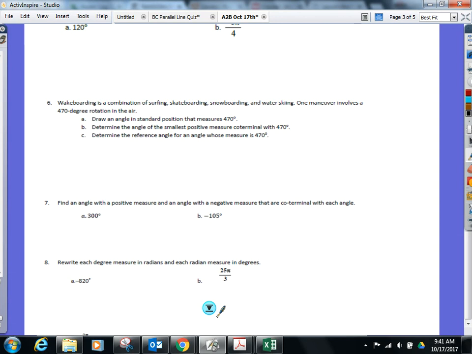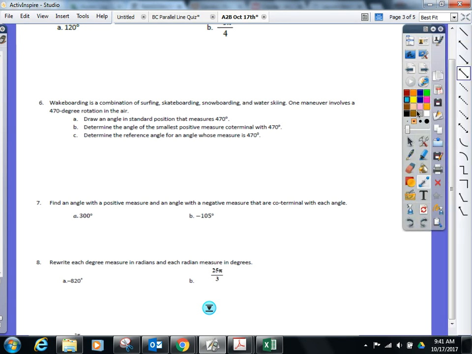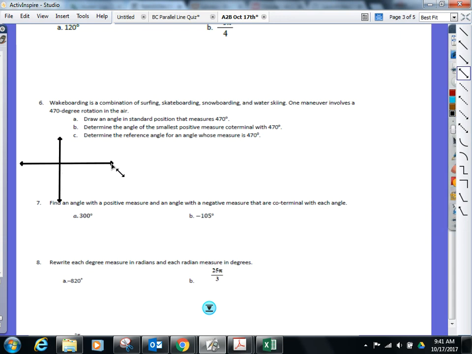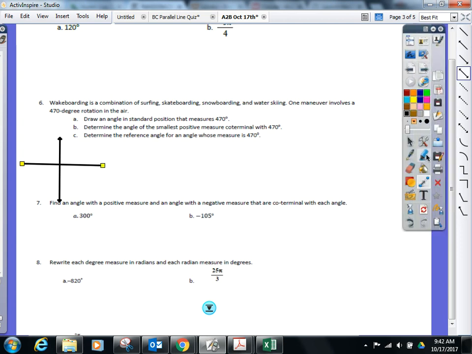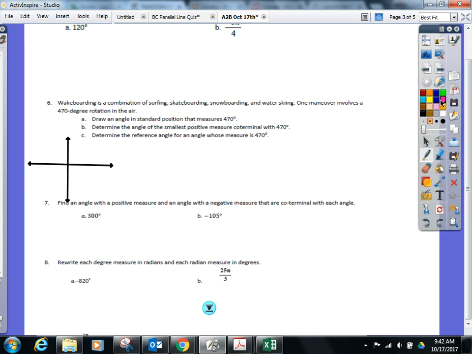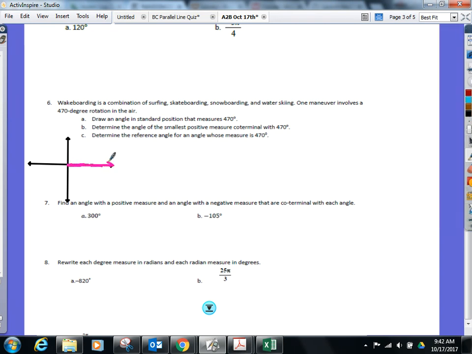Here we go. Draw an angle in standard position of 470. Let's start with that part, drawing the angle of 470. Remember, there's two sides to an angle. There's the initial side, which is always on what axis? The initial side is always on the x-axis. And then you have the terminal side, which lands in one of the quadrants. So where would 470 land?